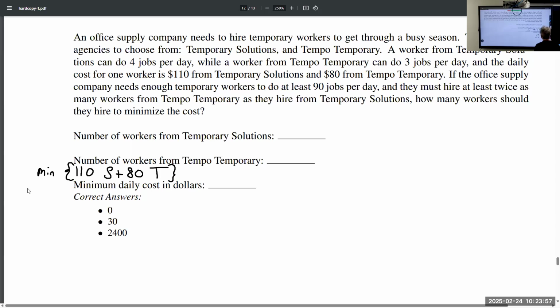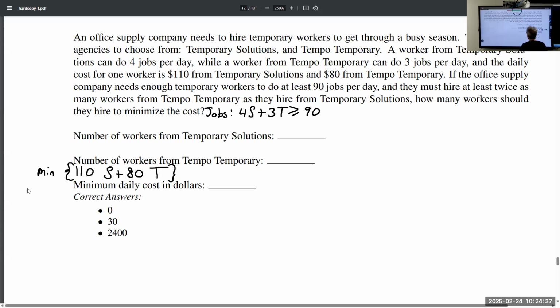What other boundaries do we have? We have a jobs boundary. 4 jobs per day, 3 jobs per day. We need at least 90 jobs. So we have a jobs boundary that we have to deal with. Okay, so jobs. Solutions is 4 per day, and temporary is 3 per day, and we need to do at least 90 a day.